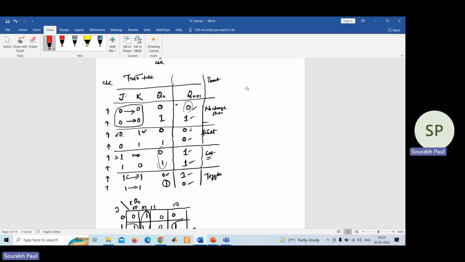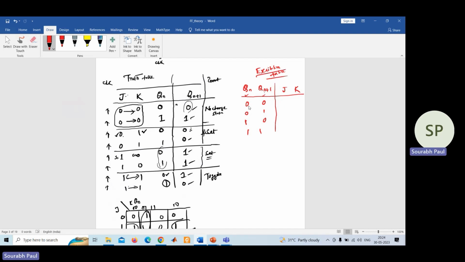So what is an excitation table? If the present state output and the next state output are given to you, using these two things you need to determine the value of the inputs. In this case, the inputs are J and K. This particular thing is known as the excitation table. Present state and next state outputs are given, and you need to identify the values of J and K.